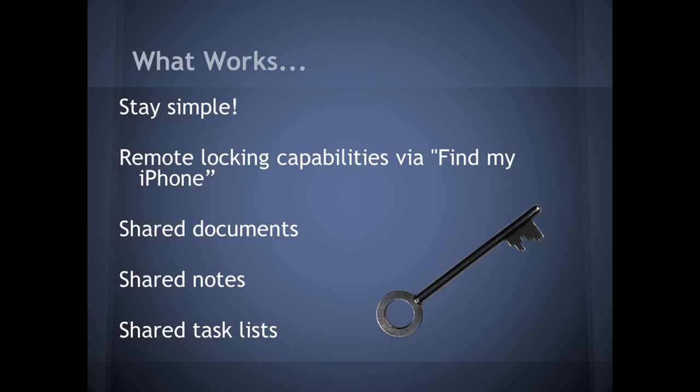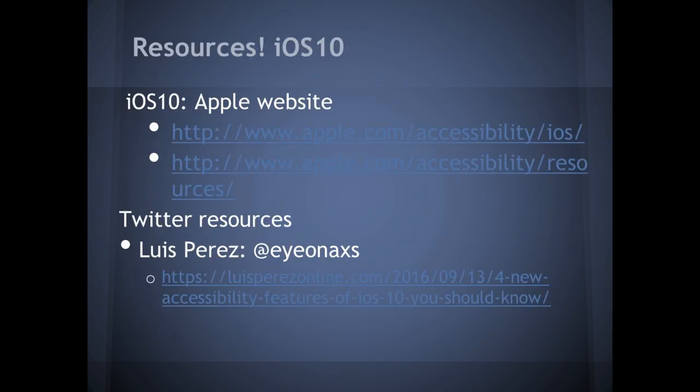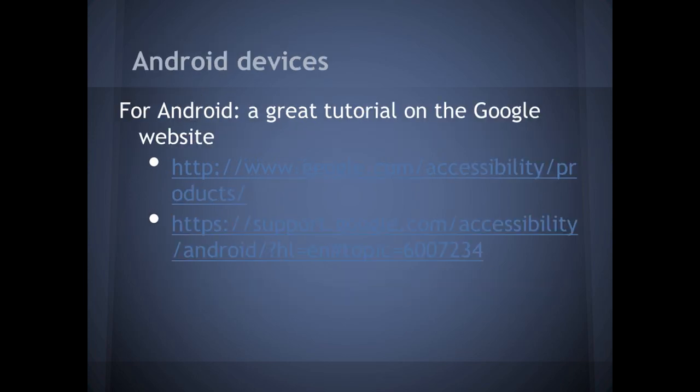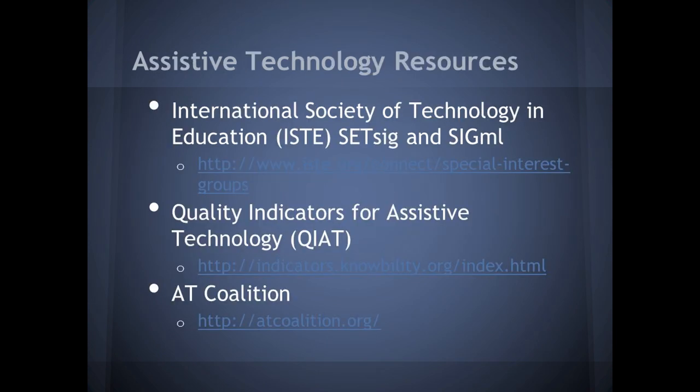I have also included some resources for iOS 10 in the presentation, the Twitter resources for Luis Perez, as some of you have asked about, and some really great newly developed resources for Android devices. And then some assistive technology resources through ISTE, QIAT, the Quality Indicators for Assistive Technology, and the Assistive Technology Coalition. Those are some really great resources for you.